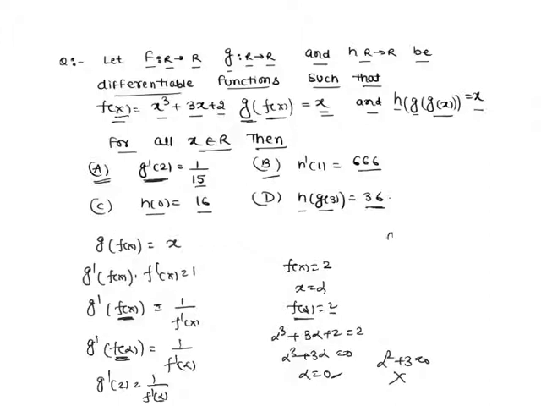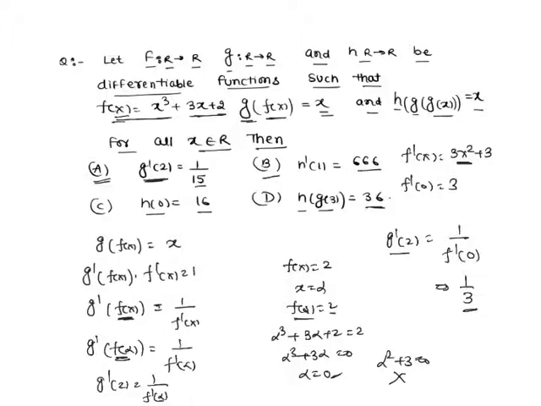So what we have to find out is g'(2) = 1/f'(0). f(x) is given as x³ + 3x + 2, so f'(x) we can write as 3x² + 3. If I put 0 here, f'(0) is nothing but 3. So g'(2) = 1/3. That means first option is wrong.